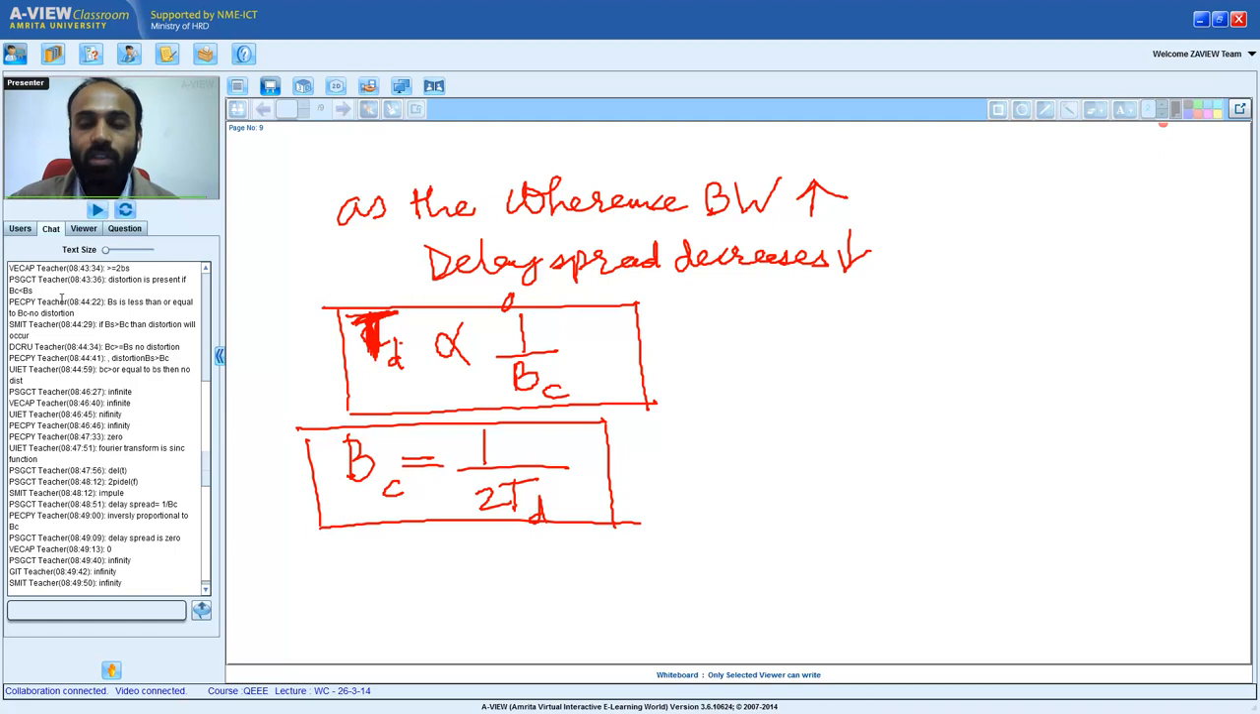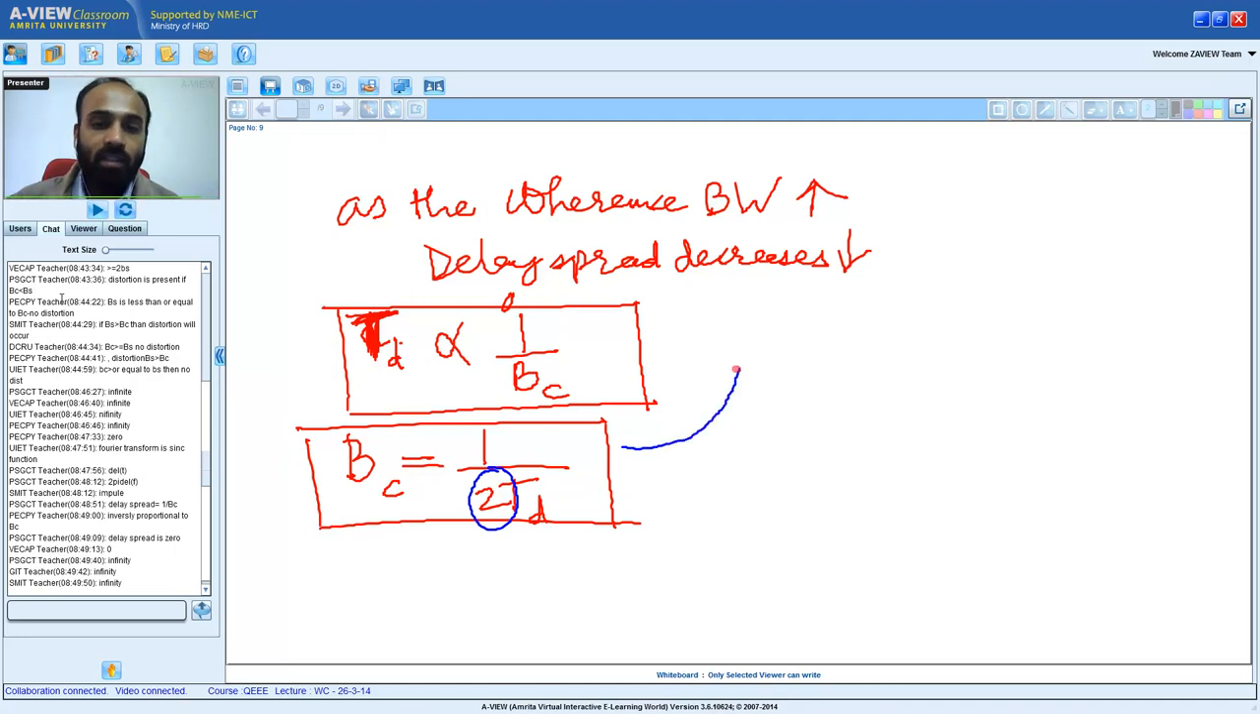This is the approximate relationship that is used. Now, this relationship is approximate. This is different in different textbooks. For instance, in some textbooks they will say BC equals 1 over 10 TD. In some textbooks they will say BC equals 1 over 5 TD. So this is a rule of thumb.